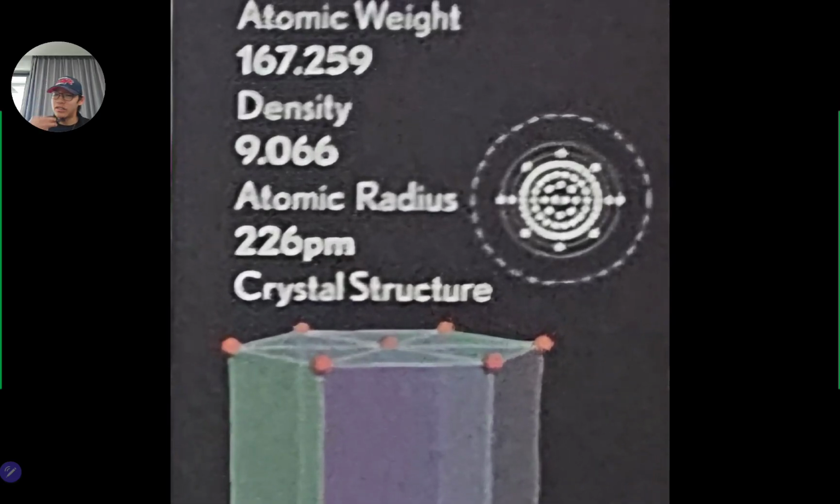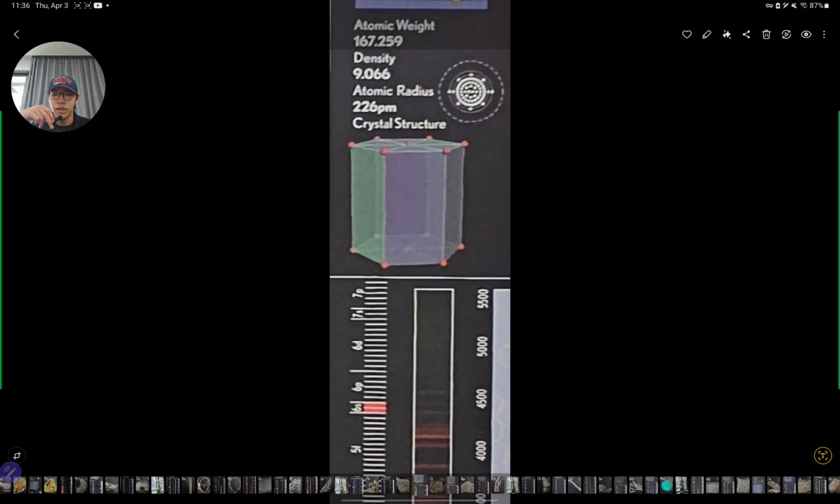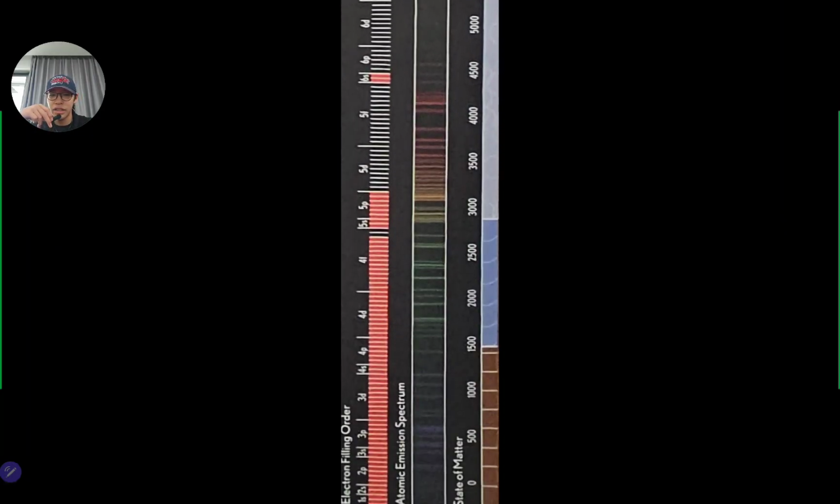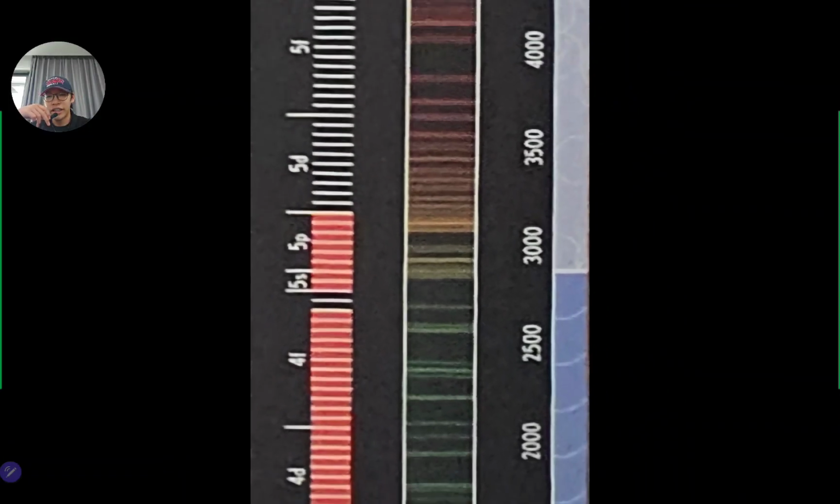Its atomic weight is 167.259, its density is 9.066, its atomic radius is 226 picometers, and its crystal structure is a hexagonal prism. Oh man, it's so close to filling that gap up. It has a really balanced atomic emission spectrum, except it's missing a bit over here. It has a pretty high melting point, and it has a pretty low boiling point as well.